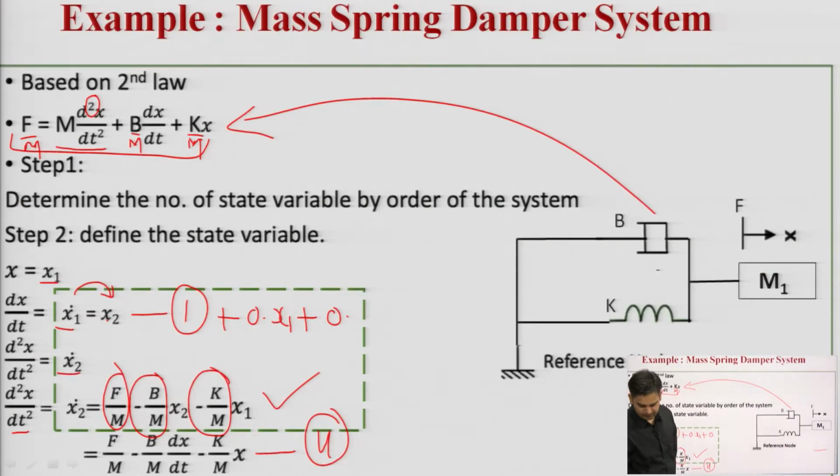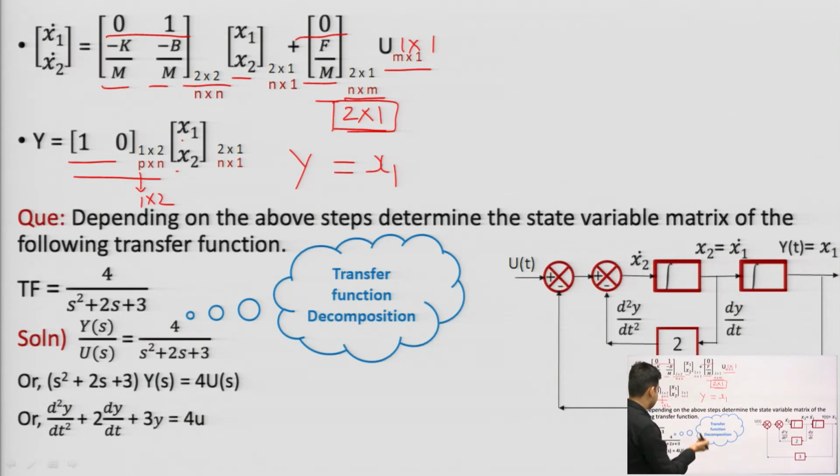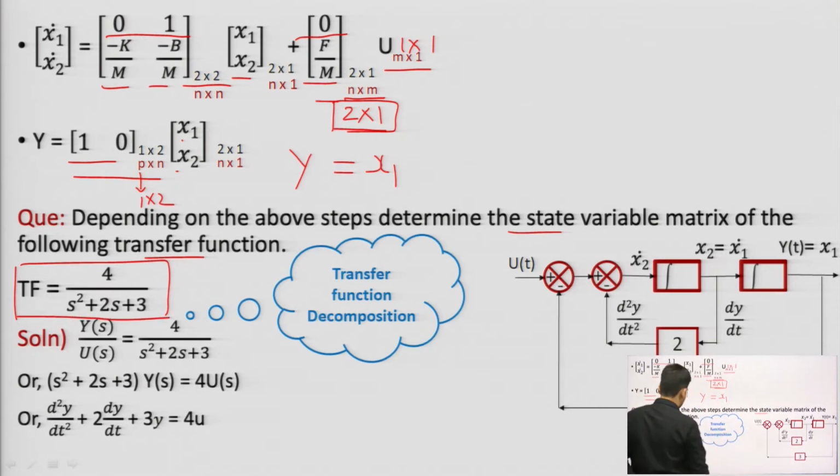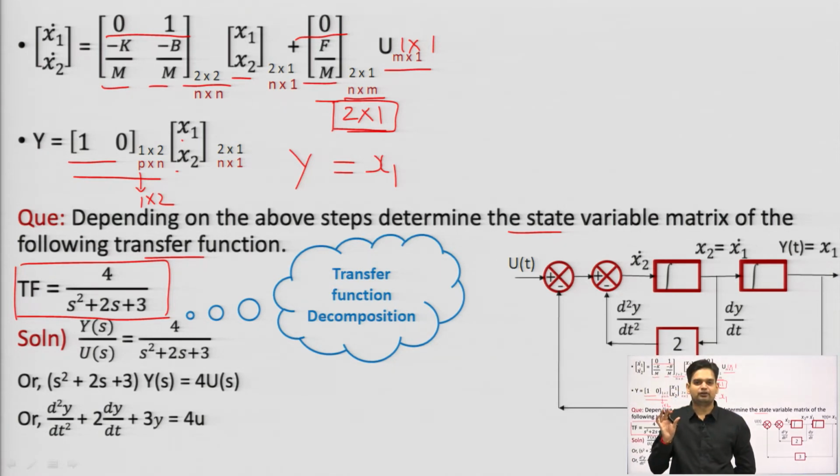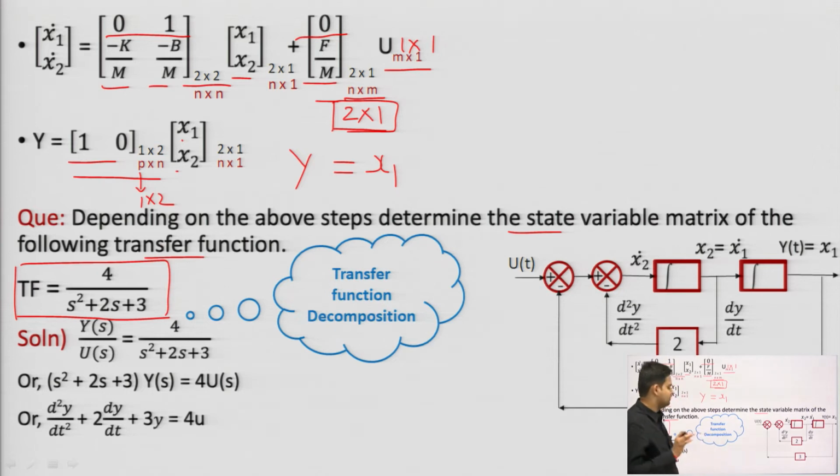In the same way, if we see the second question, depending on the above steps, determine the state variable matrix of the following transfer function. So, this transfer function is available to us and we need to obtain the state space model. What we will do is arrange it in terms of a differential equation. The process to obtain the state space model from a given transfer function is known as transfer function decomposition. So, we need to apply the decomposition method to obtain the state space model.